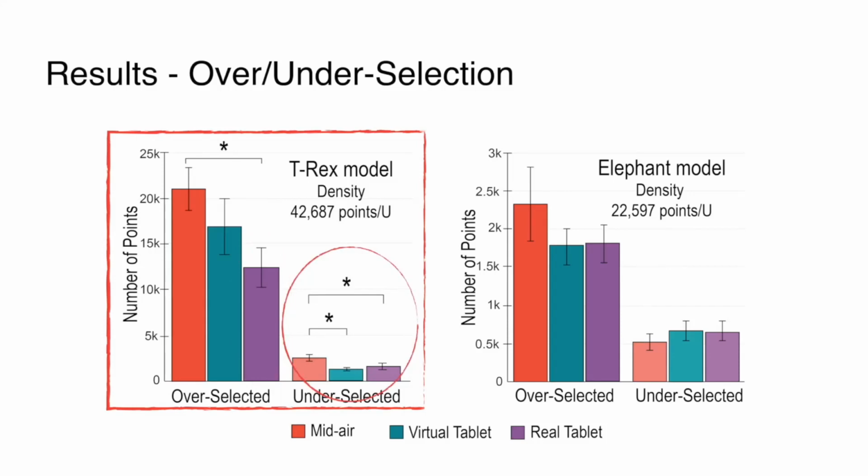In terms of under-selection, for the T-Rex model, during both conditions, virtual and real tablet, participants significantly under-selected less compared with the mid-air only condition. This suggests that in terms of under-selection, having an extra visualization given by the slicing volume tool helps to improve participants' performance rather than having haptic feedback given by the physical tablet surface.